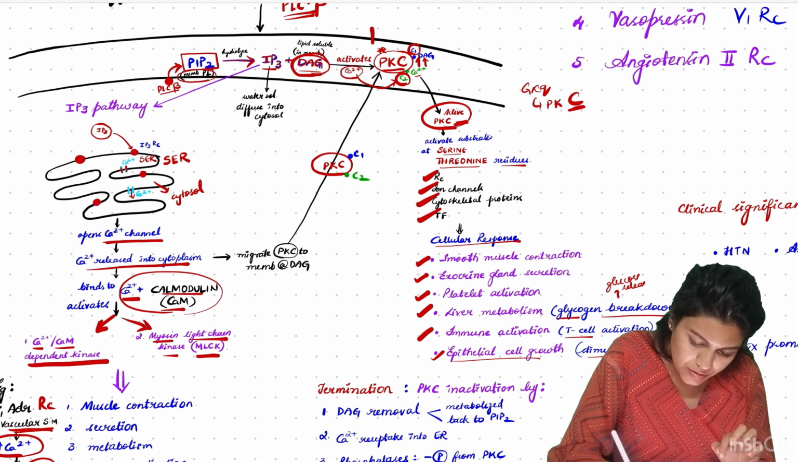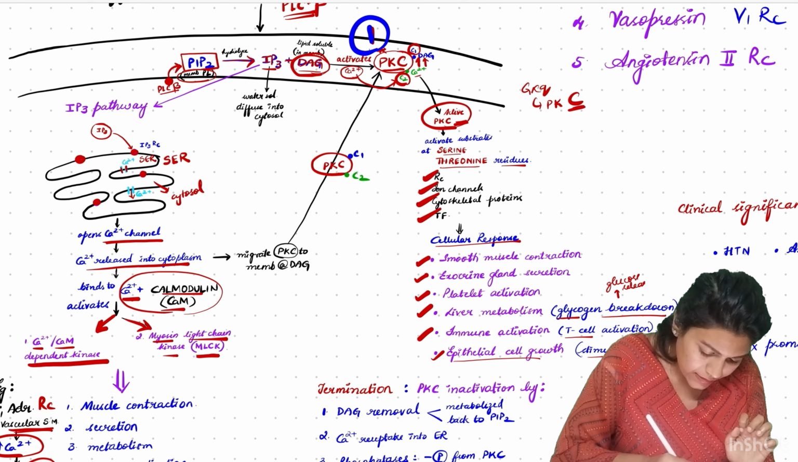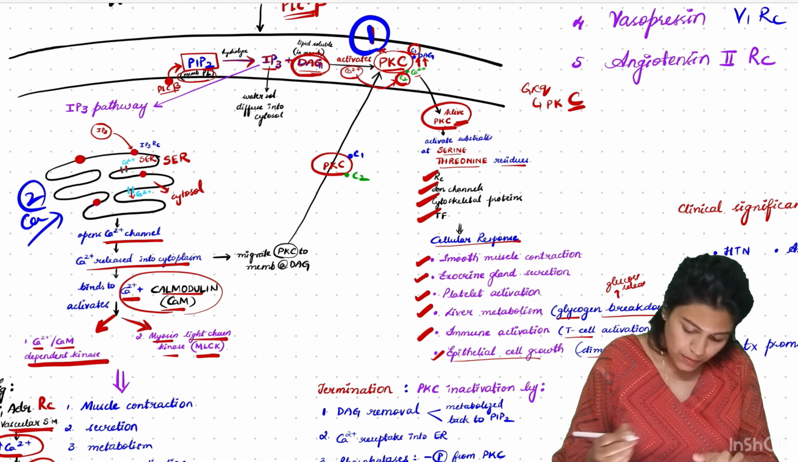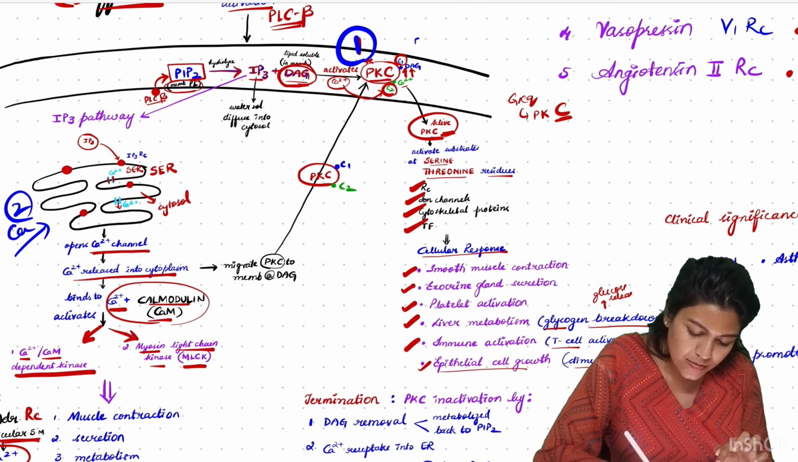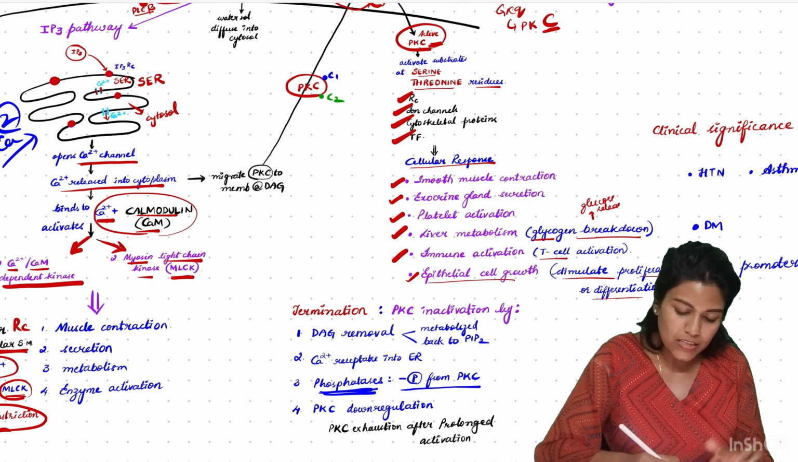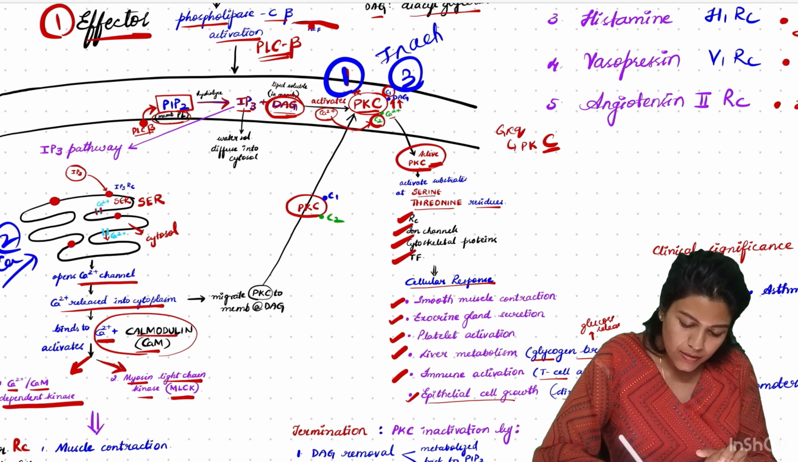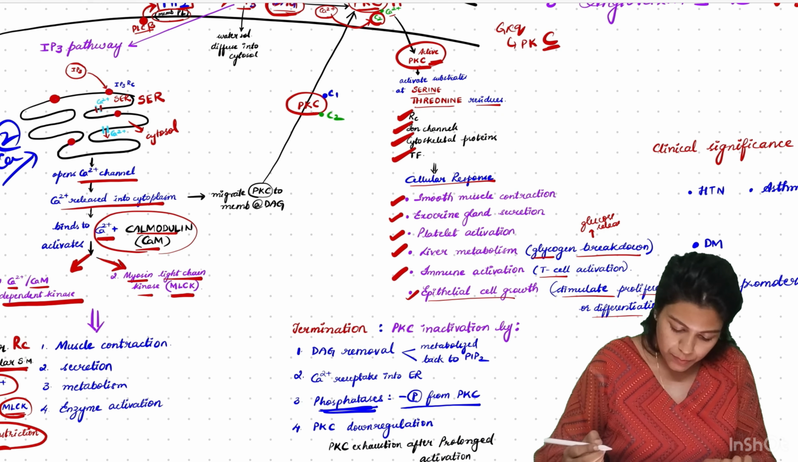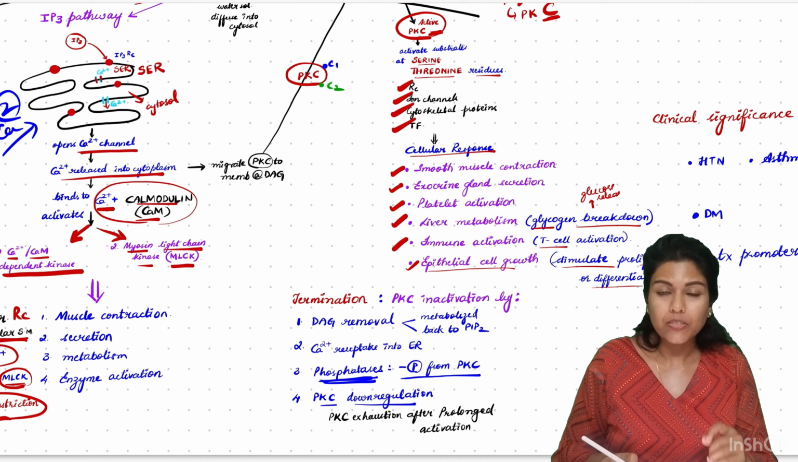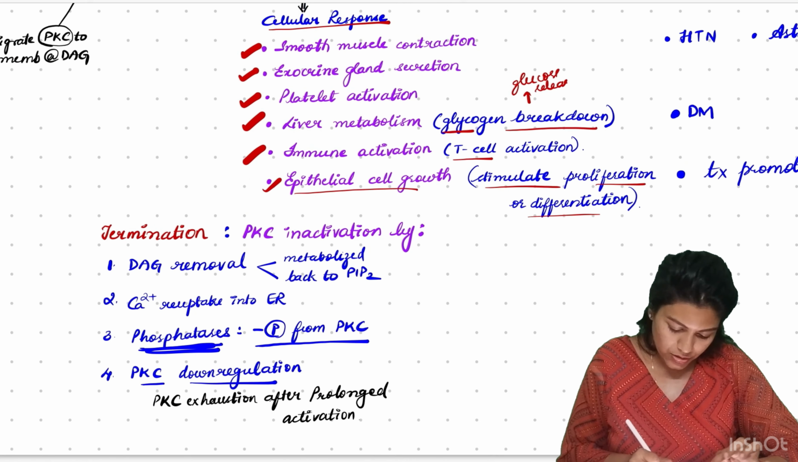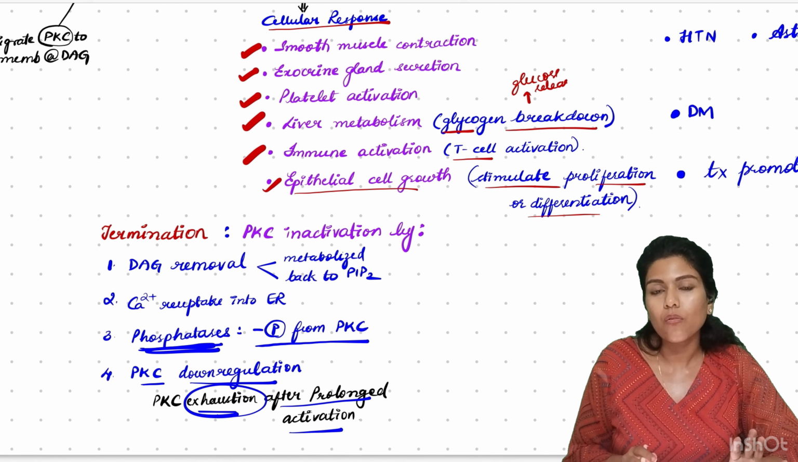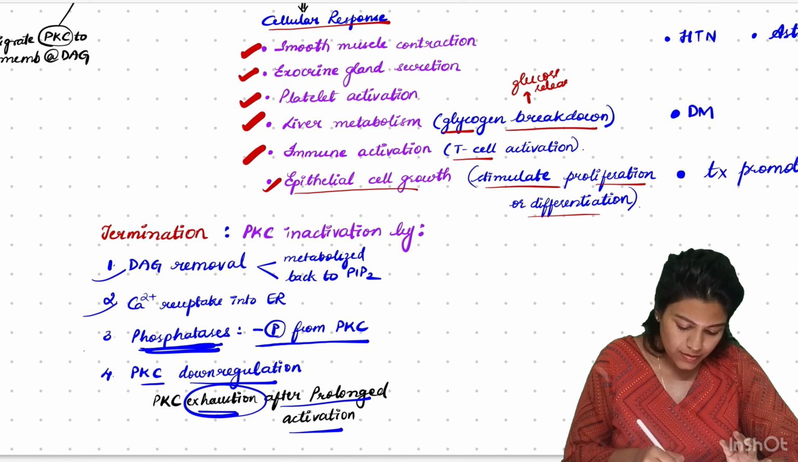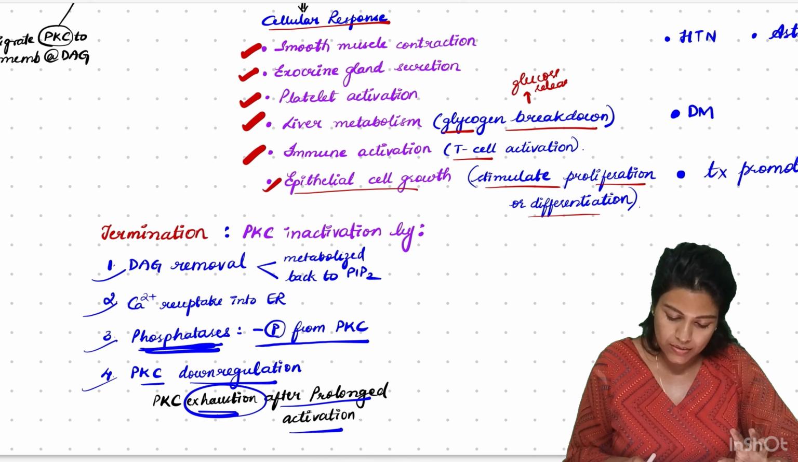The first termination is here at PKC, second is the calcium taken back by the endoplasmic reticulum. Third is phosphatases that will remove phosphate from the PKC, so it becomes inactive. Inactive PKC means it doesn't act on these residues, target proteins. Or PKC downregulation. Downregulation is because of exhaustion. PKC gets exhausted after acting for a longer time. For prolonged activation, it gets exhausted and downregulated. By these four mechanisms, the signal is being terminated to prevent overactivation.